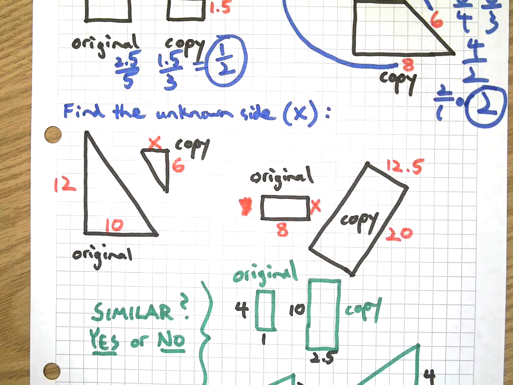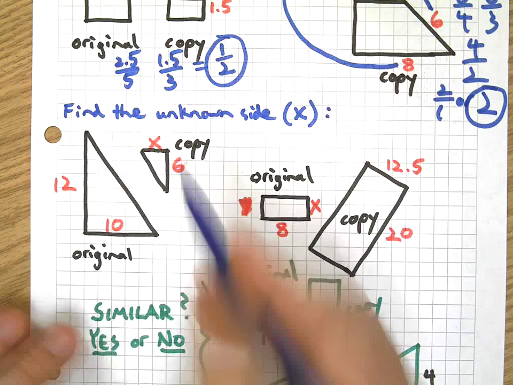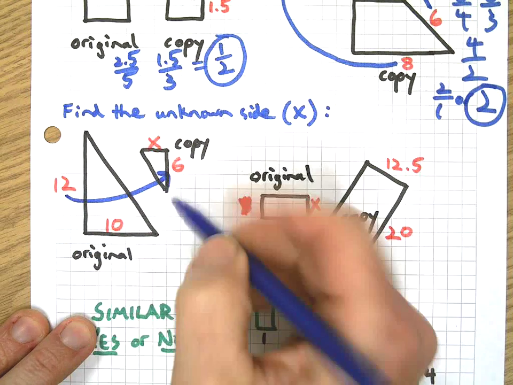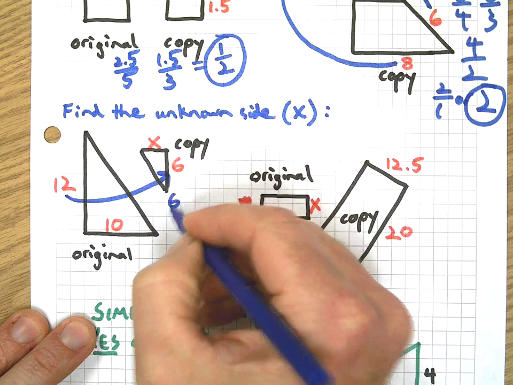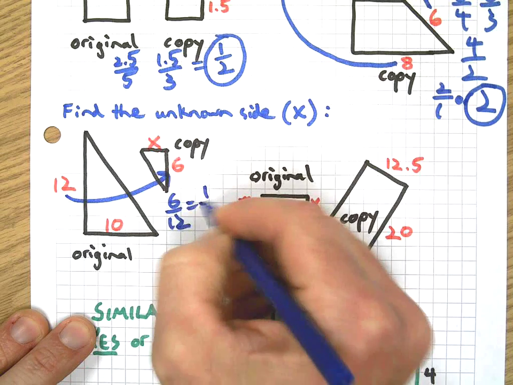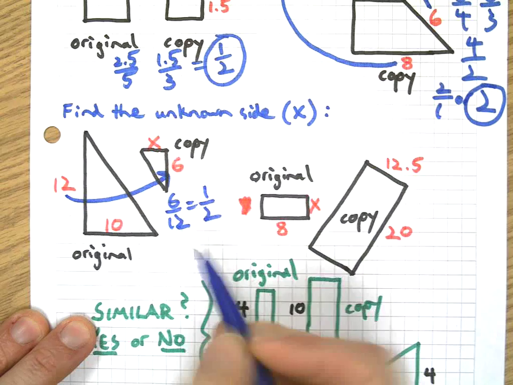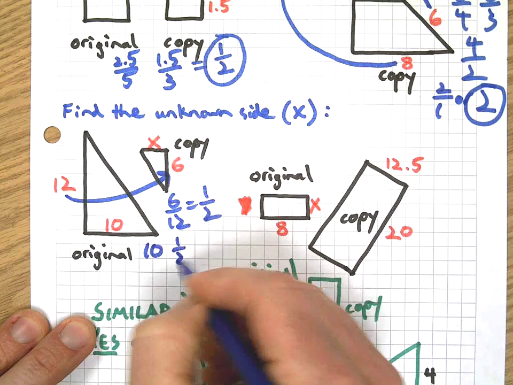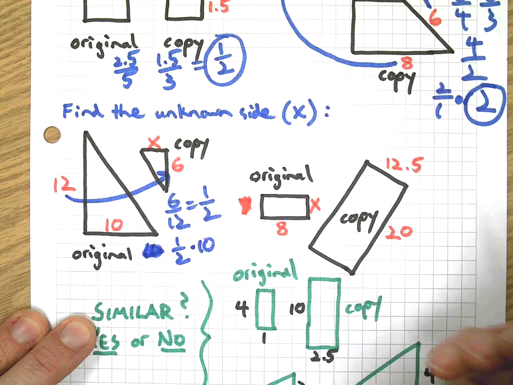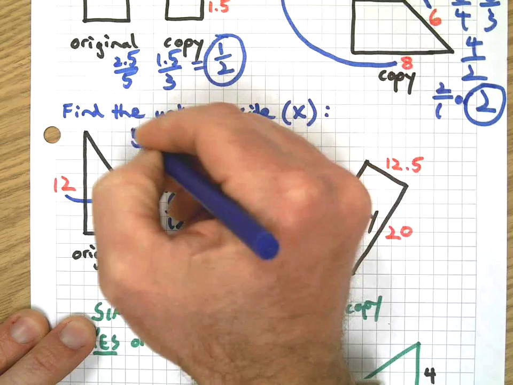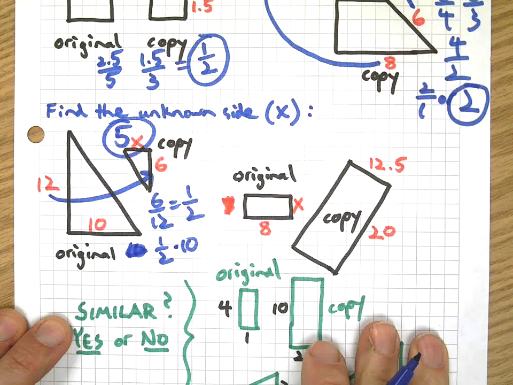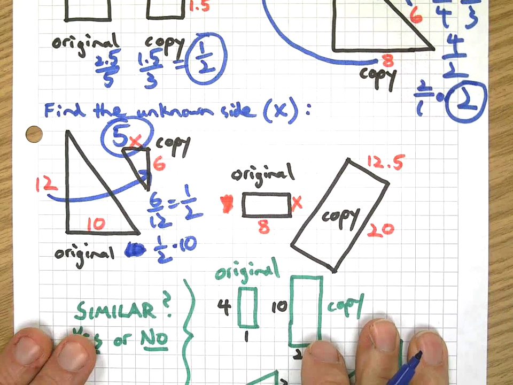More practice. Let's find the unknown side. Okay. Well, if I'm going from 12 to 6, copy on the top, simplify it, my scale factor is 1/2. So I'm just going to take 10. What is half of 10? Right, it's 5. X is 5.